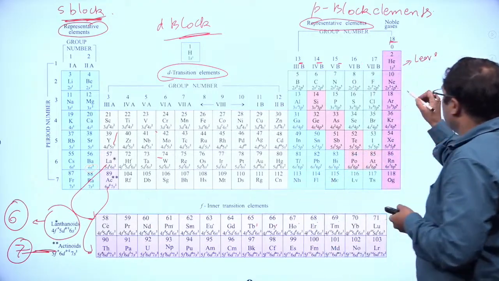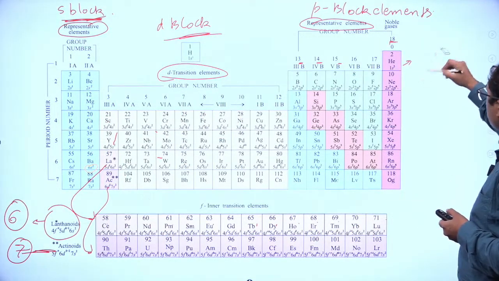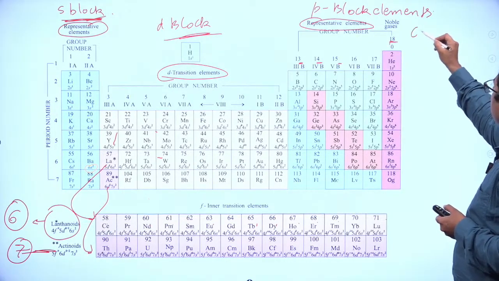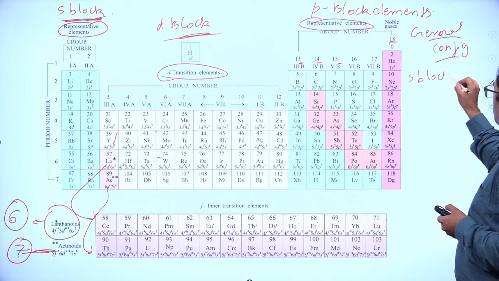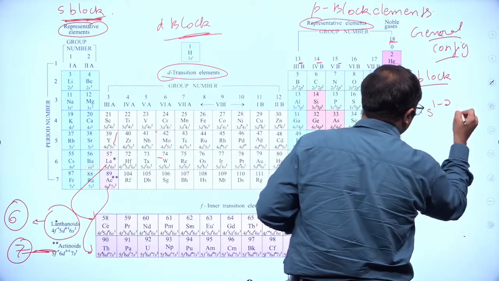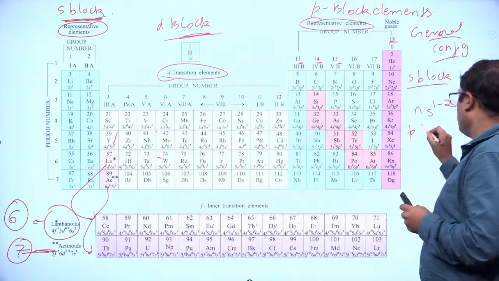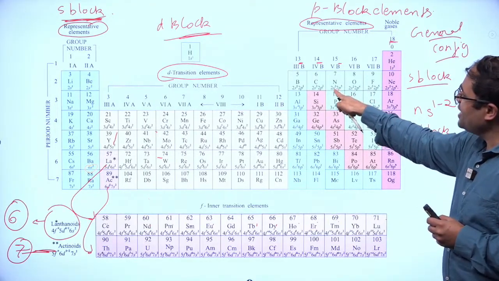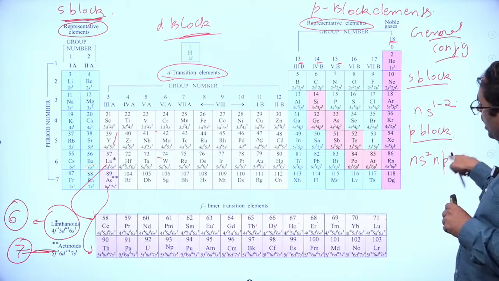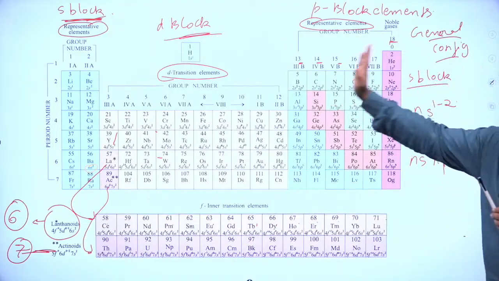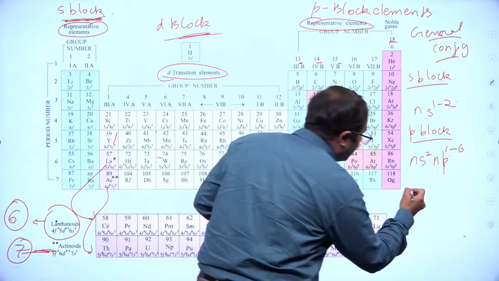Now the general configuration. If I talk about general configurations, let us put it here only. For S block, it is ns1 to 2, because S can contain only 2 electrons, so it can be either ns1 or ns2. For P block, see the S is already fully filled, S2, S2, S2, S2. So simply ns2 np, P is having 1, 2, 3, 4, 5, 6. So 1 to 6. Now, what about the D block?